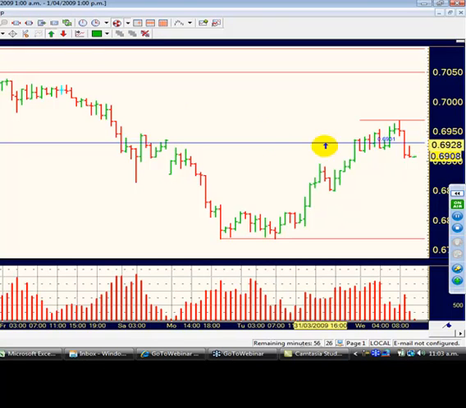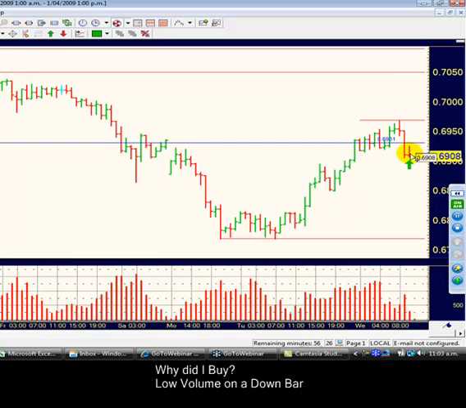So I took a buy here at this position. Why did I look at a buy? I'm looking at the volume. We had low volume on a down bar. Low volume on a down bar. I don't think at this point in time it is likely for the price to go lower. I think we may see buyer pressure come back at this point, since we've seen a neglect of selling pressure come in.